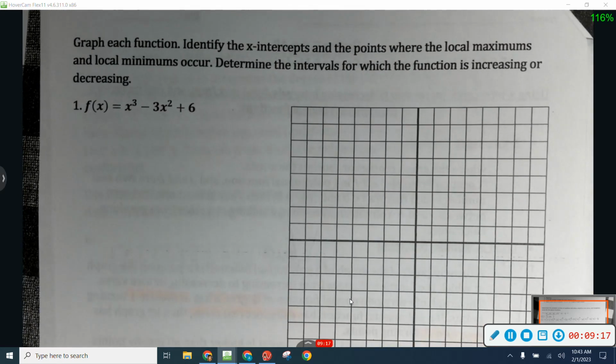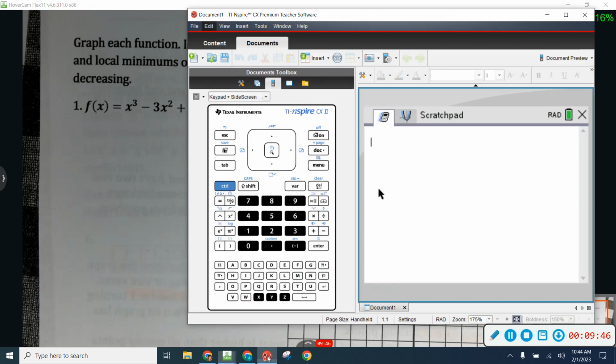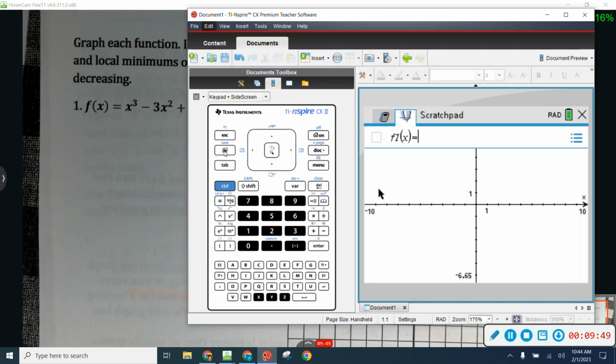So what we're going to do, it says graph each function, identify the x-intercepts and the points where the local maximums and local minimums occur, determine the intervals for which the function is increasing or decreasing. If I give you this function and I tell you to graph it, but I'm not giving you a graphing calculator for this specific, yes I am. Yes I am. We're not going to factor. Yes I am. Okay. So, if I have this, I'm going to graph it. I couldn't remember what we're doing graphing and what we're doing not.